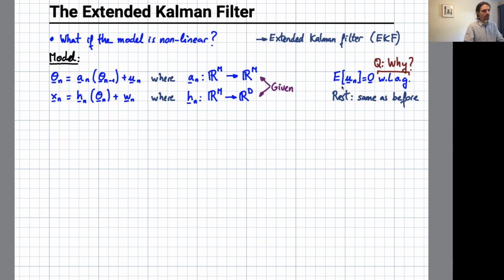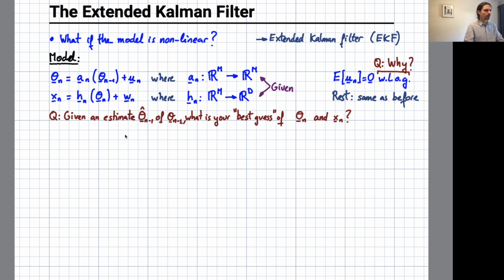Okay, so the answer is that if this mean were not zero, then we could just absorb it into this function, right? This function is known in the same way as this mean would have to be known in the Kalman filter, and besides it is allowed to change over n in the same way as this mean is allowed to change over n in the Kalman filter. So there's no gain in allowing for this to be not zero.